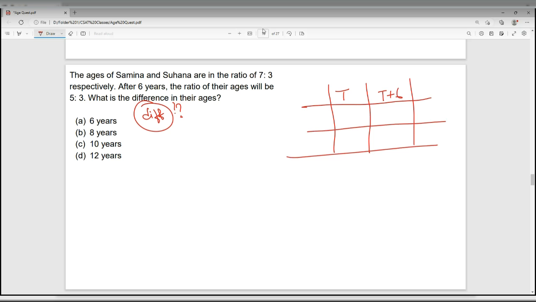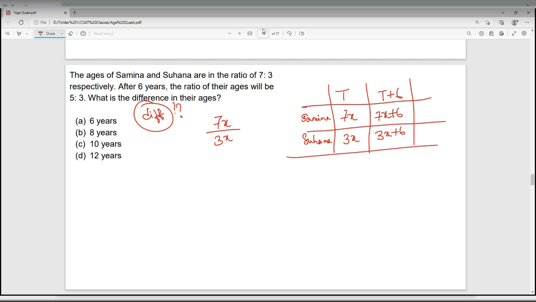In this case, both the names have the same alphabets, so you can take the second alphabet. You can say Samina and Suhana. And I think in the previous problem, when we had to select a ratio, we had taken it as 7x and 3x. So you can do it the same way here. Let Samina's age be 7x and Suhana's age be 3x. After 6 years, Samina's age becomes 7x plus 6, and Suhana's age will be 3x plus 6.